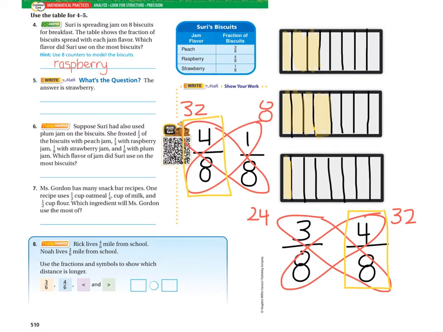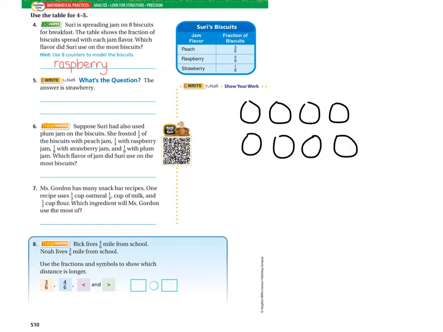Yet another strategy you could have used for number 4 is to draw counters, like it says to right here in the hint. Use 8 counters to model biscuits. So if I draw 8 counters, let me erase here. Okay, so if I draw my 8 counters, these 8 counters represent the 8 biscuits. I know that 3 out of the 8 are peach. I know that 4 out of the 8 are raspberry. And I know that 1 out of the 8 is strawberry.